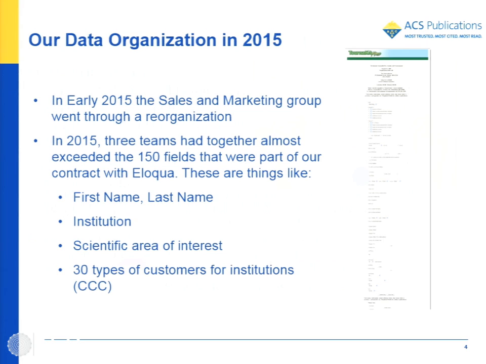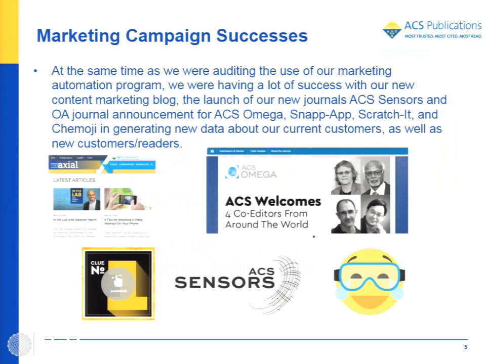When we looked at Eloqua, our robust email marketing program, we realized that we were duplicating fields like first name and last name. We would have a first name for CNN and a last name for ACS Publications, and they'd really be the same person. So we wanted to figure out how to best optimize the integration with the 3 teams. We had over 150 fields that were part of the package that we bought with Eloqua, and we were overusing all of them. The librarian sales group was a serious offender with about 30 types of fields that started with CCC, and I just wanted to CCC my way out of that conversation with them to get rid of those.